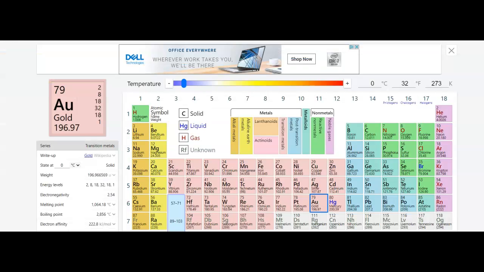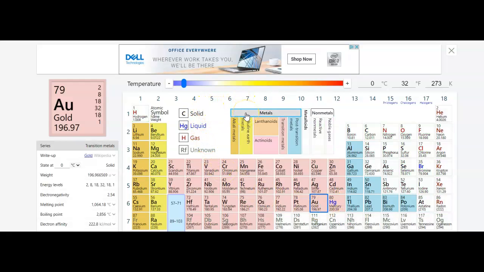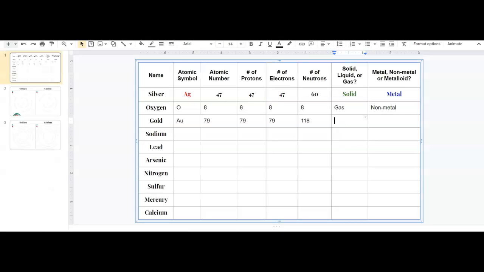There we go. And then I look at gold. Black text means it's a solid. And when I highlight metals, it's in that zone, so it's a metal. So I go solid and metal, just like that.